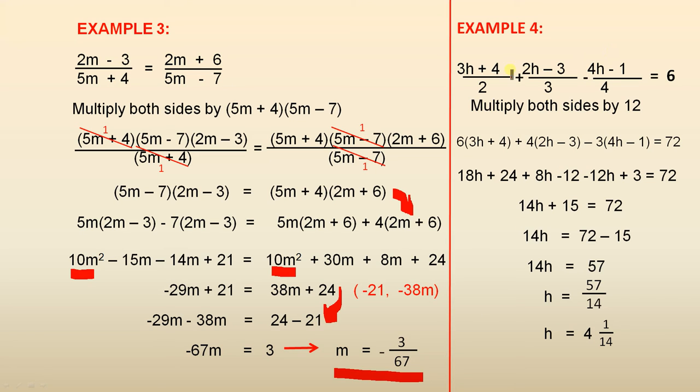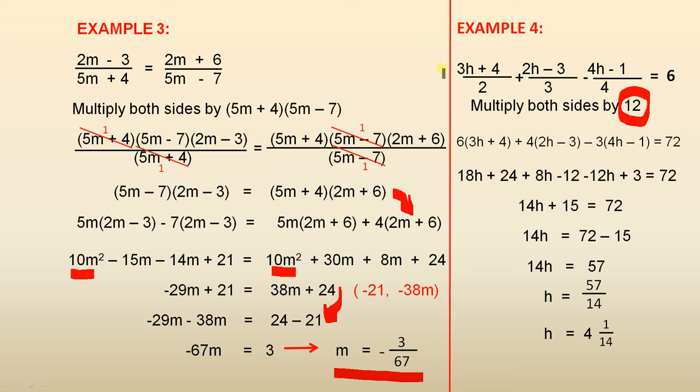Example 4. We have this fraction plus that fraction minus this fraction equals 6. Now you notice the denominators 2, 3 and 4. So remember, you multiply both sides by this particular number here. And why do I pick 12? Because 2, 3 and 4 all divide into 12. We could have gone 2 3s are 6 and 6 4s are 24. We could have multiplied both sides by 24, but we don't have to. Pick the lowest number. Okay, the lowest common denominator. It makes our working easier.